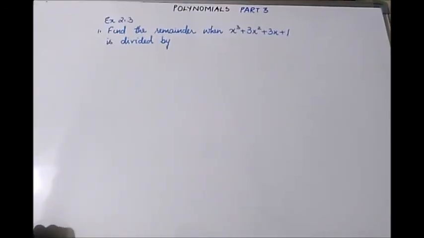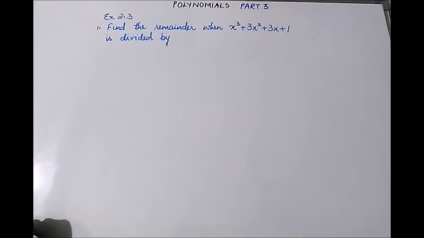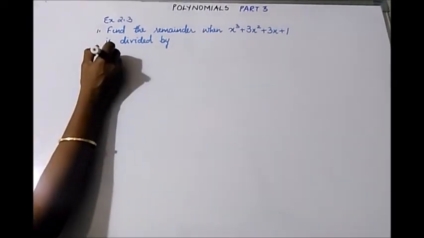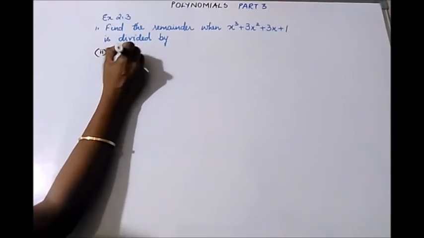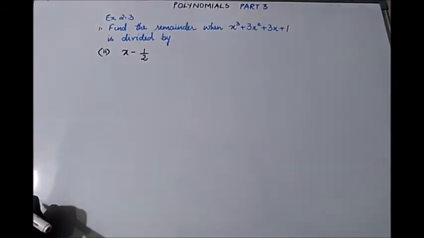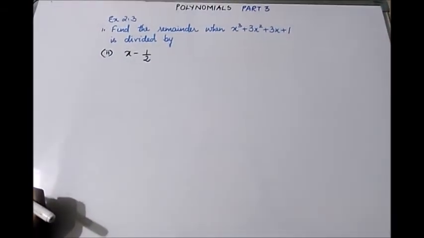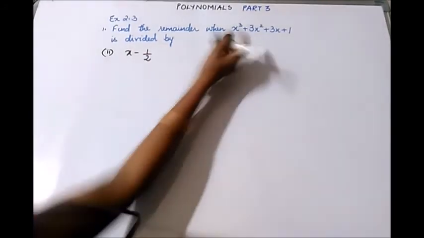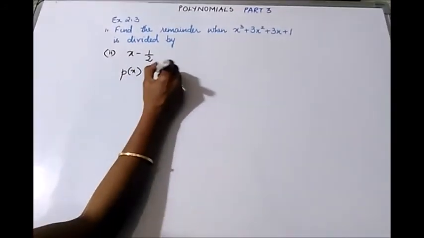Let us now do exercise 2.3. First question. Find the remainder when x cube plus 3x square plus 3x plus 1 is divided by the given divisors. I'll be doing the second one from it, when the divisor is x minus 1 by 2. Okay, now here we will not use the long division method. We'll directly use the remainder theorem. Now let us denote the polynomial by p of x.